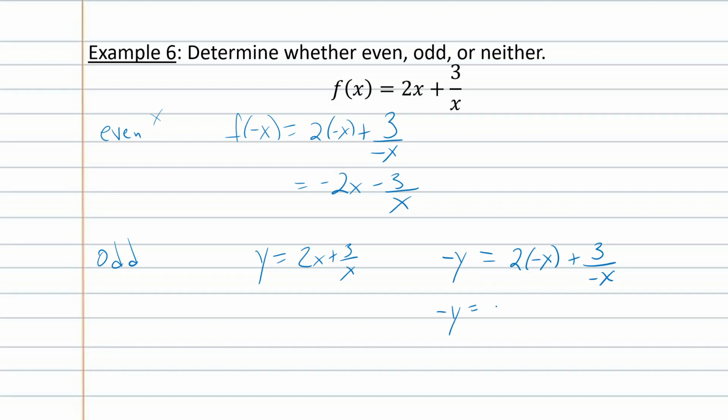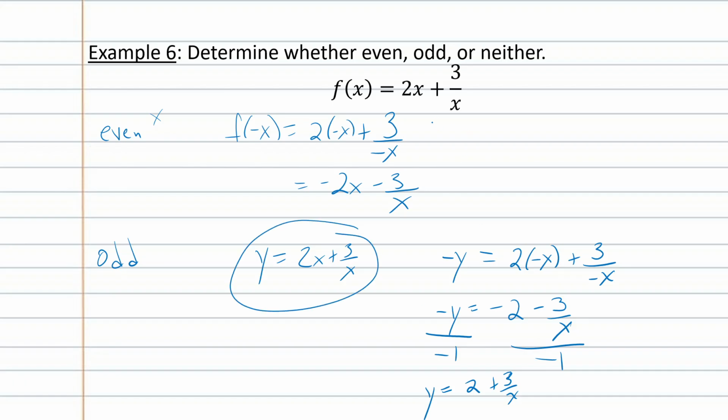Okay, well, on this left hand side it kind of simplifies like it did before, but now we have this additional negative to worry about. So if we divide both sides by negative 1 here, what we actually see is this does turn back into y equals positive 2x plus 3 over x, which is the original that we started with, right? So this one, it wasn't even. We determined that it's odd.